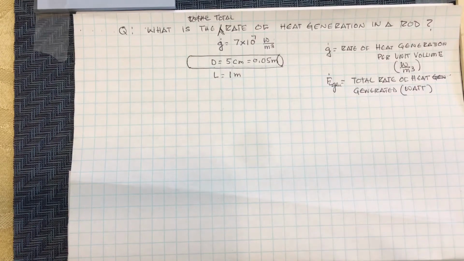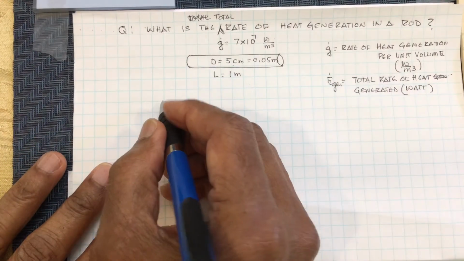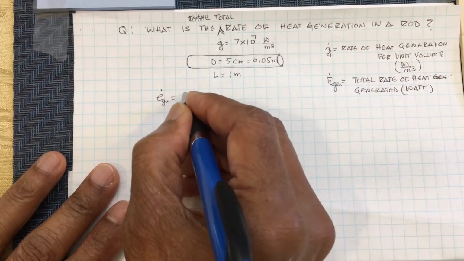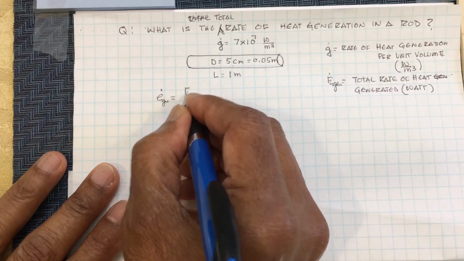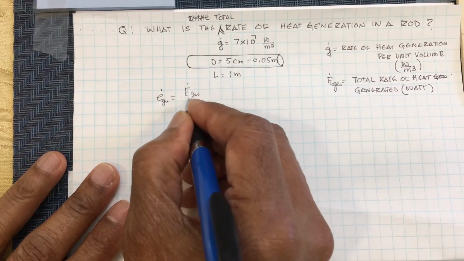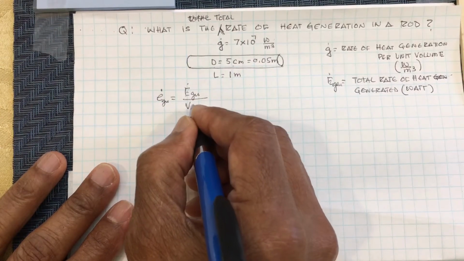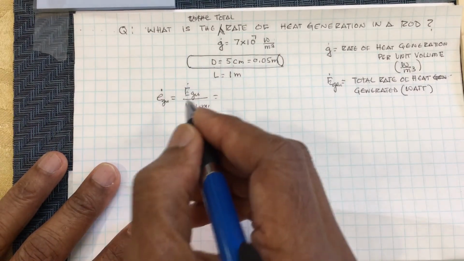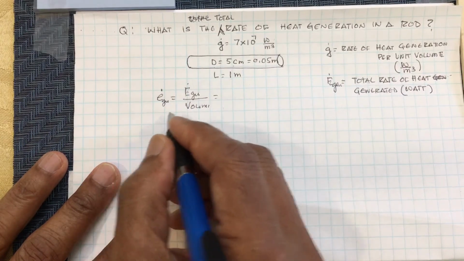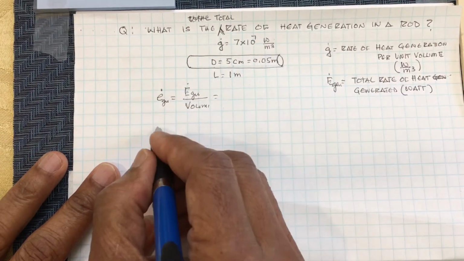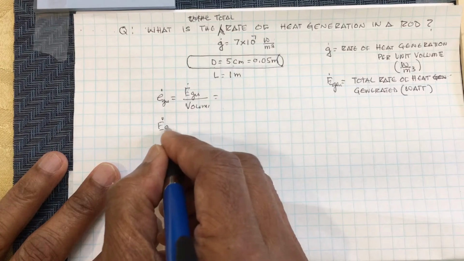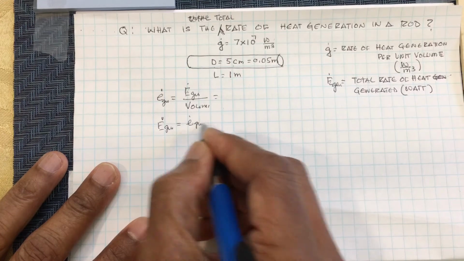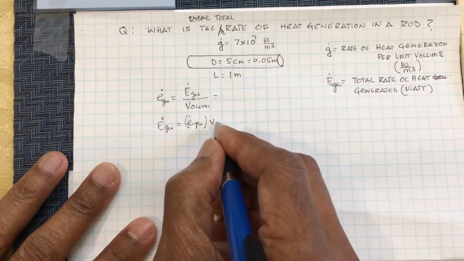That's what we wanted. What is the relationship that holds them together? The relationship is E dot generated equals capital E generated, that's total heat, divided by the volume. It is a very simple formula. Rewriting it in terms of what our question was, we wanted total heat generated equals E dot gen times volume.